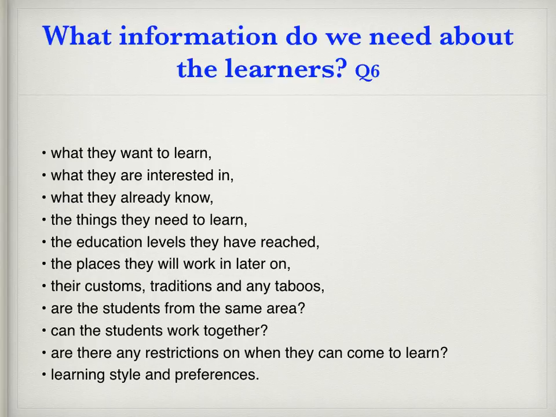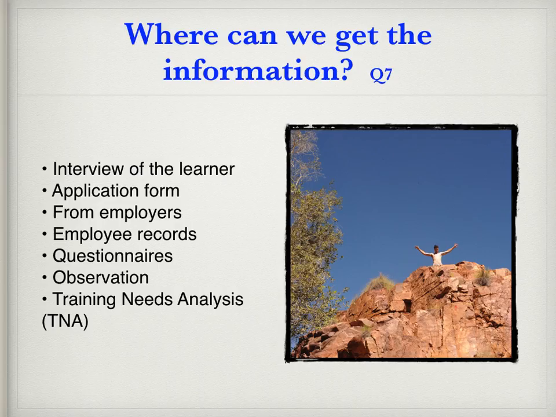So where do we get this sort of information? We can get it from an interview of the learner, application form. So that would be probably the first bit of information you get, the enrolment or application form, then the interviewer, from employers, previous training people, employment records, questionnaires, observation, and then we can also have something called a training needs analysis. Now, what is that?